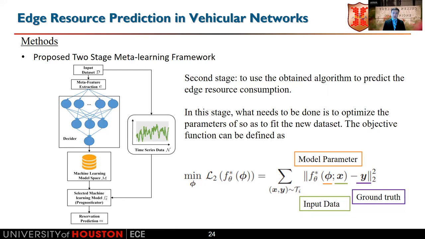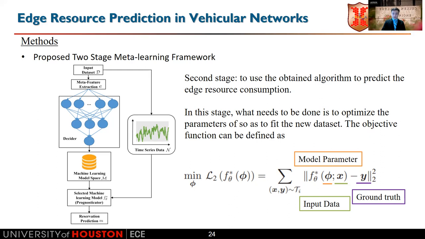The phi is the model parameter, which is the weight and the bias that need to be adjusted. And x is the input data, and y is the ground truth, which is the desirable amount of edge computing resource you need to observe. So the second stage is just like the general machine learning training process to predict the edge computing resources.